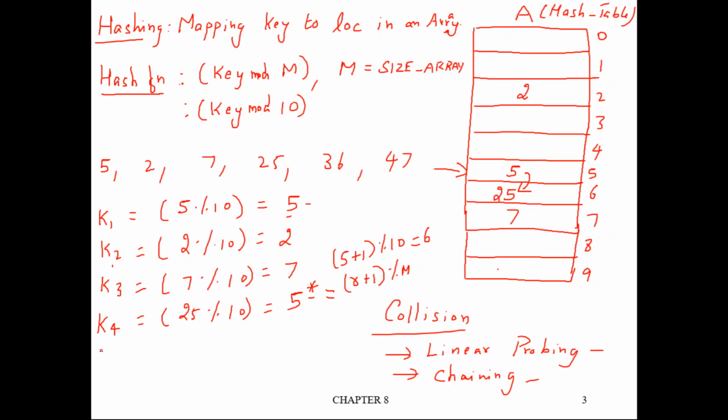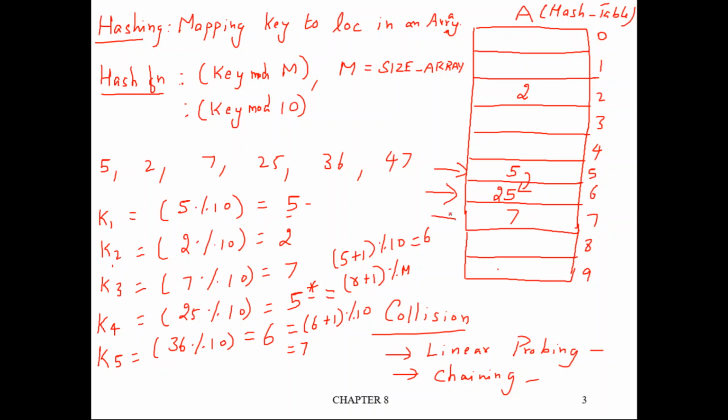Okay. But now we have another problem. See, K5. Now we have to map K5. So what is K5? K5 is 36. 36 modulo 10 is what? 6. It should be mapped to the sixth location, but the sixth location already contains some other value. So what you have to do, again apply this logic. Now R is 6. So 6 plus 1 modulo 10, that is 7 modulo 10, is what? 7. But if you see, the seventh location is also occupied.